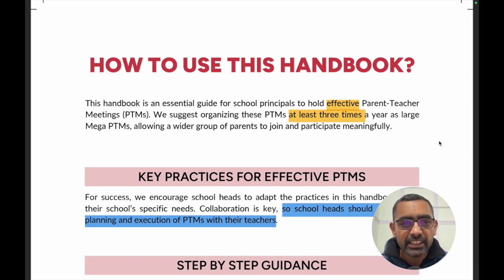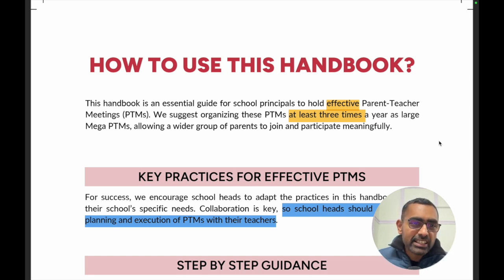It is suggested in the guidelines that at least 3 times a year you should have mega PTMs where all the parents are coming. Obviously, this is a logistics issue in some of the bigger schools which cannot accommodate all the parents at one go, so that can be done in 2 phases. Now, what are the key practices?